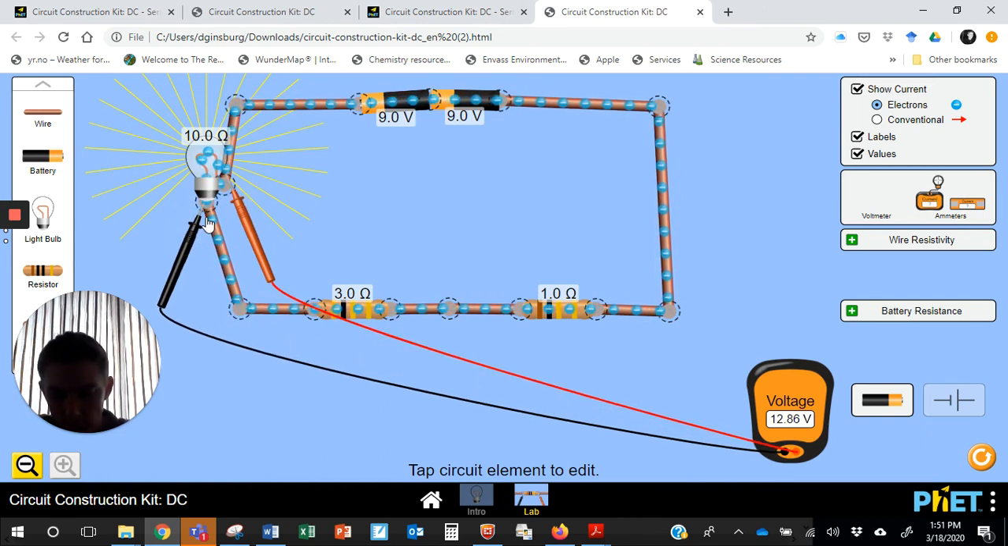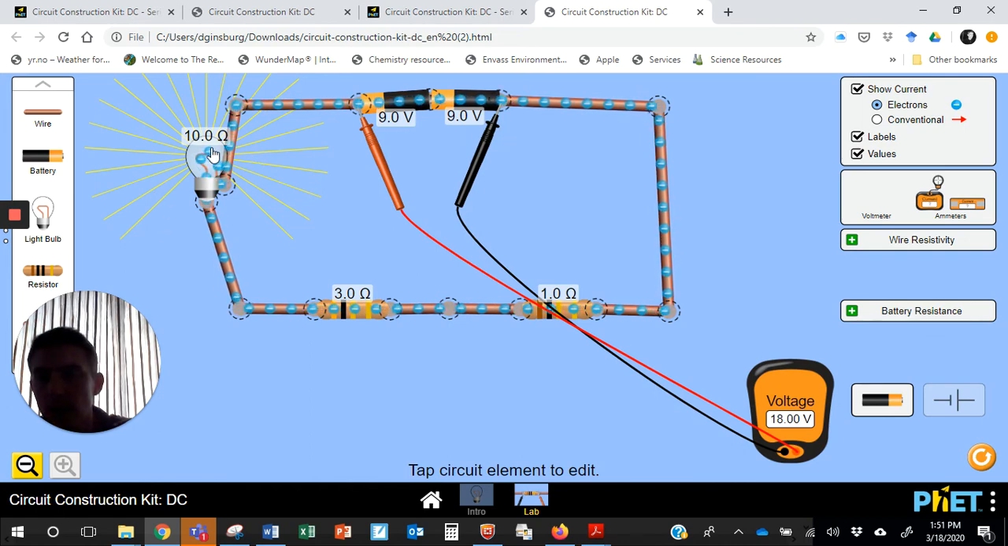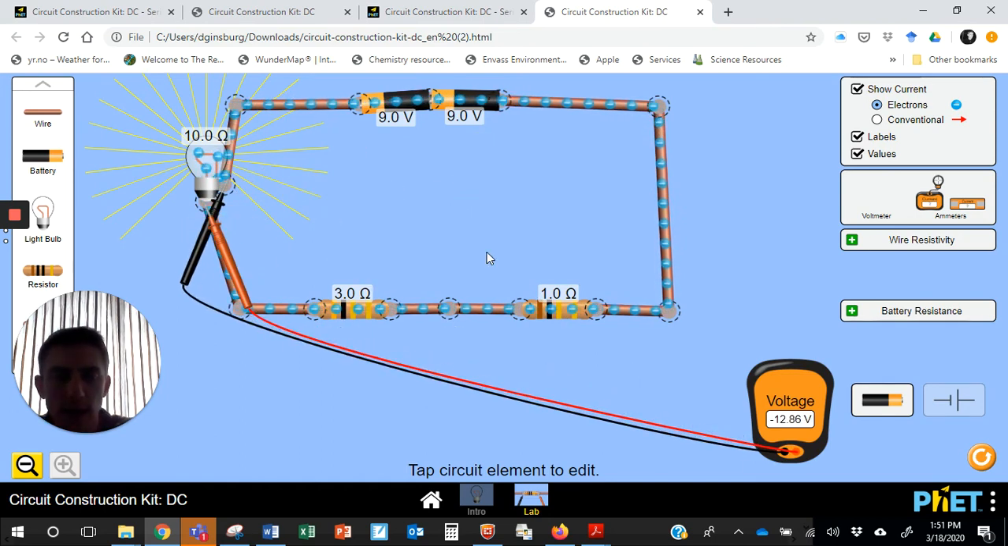If I add up all of those together, I get 18, which is the same as if I connect this voltmeter over there. So the potential difference across this light bulb plus the potential difference across that resistor plus the potential difference across that resistor adds up to the total potential difference of the two cells added together. 18 volts, that is a part of 18, that's a part of 18, and that's a part of 18. If I add up the 1.29, the 3.86, and the value that I got for the last one, what did we have? 12.86, you get 18 volts.